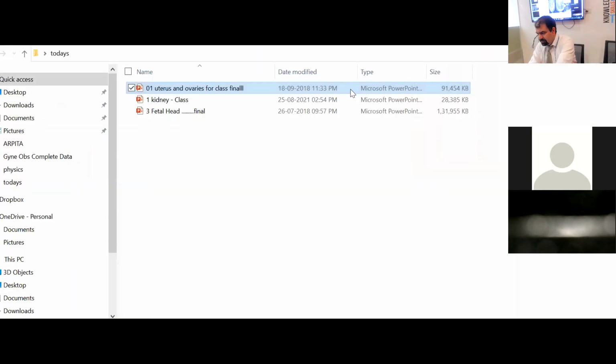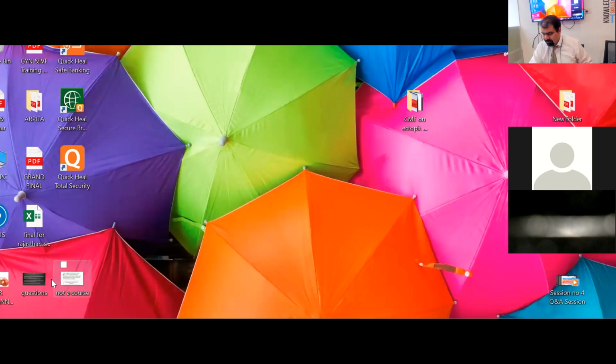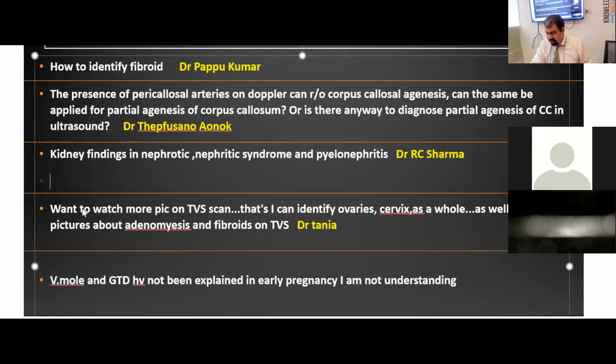So the question is that in partial agenesis of corpus callosum. Probably I will get it now. Let me check. Yeah, got it. This is the question. In partial agenesis, now see, this is the question, very lengthy question. So I'm summing up the question. How to diagnose the partial agenesis of corpus callosum?